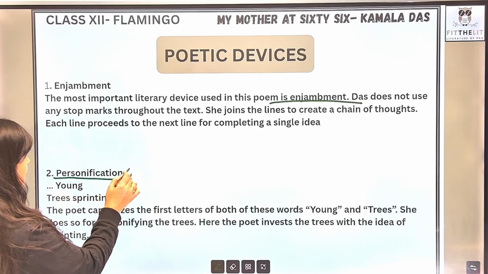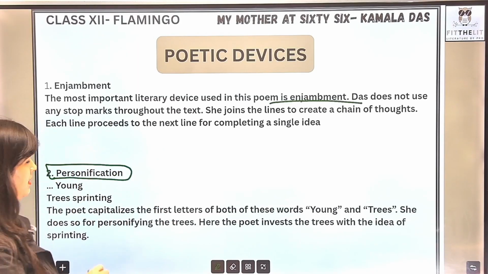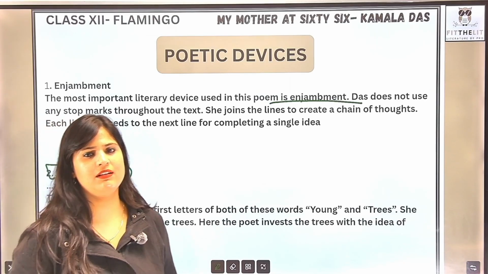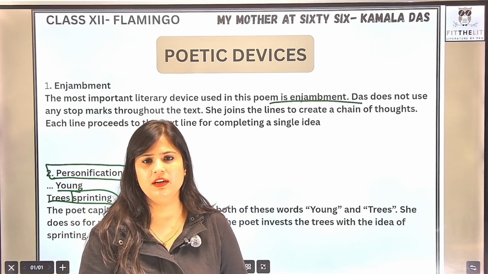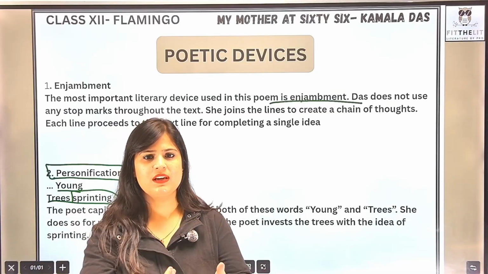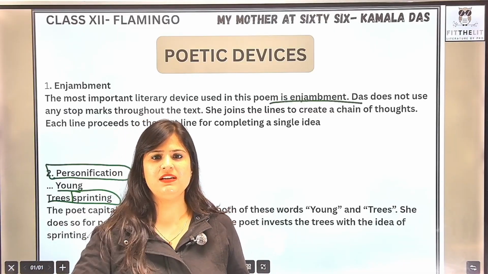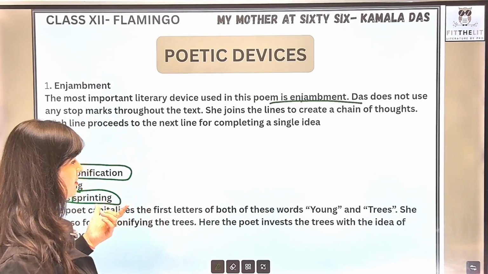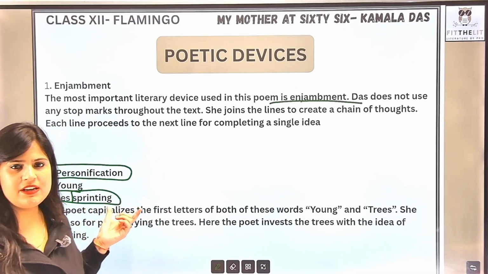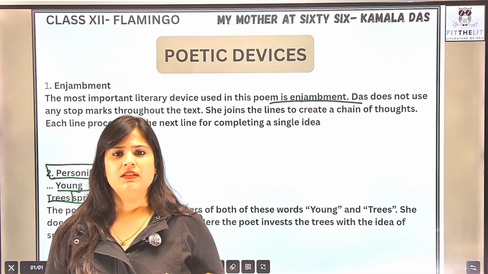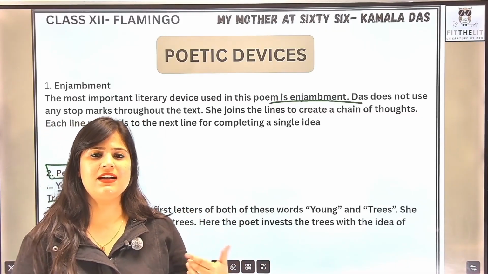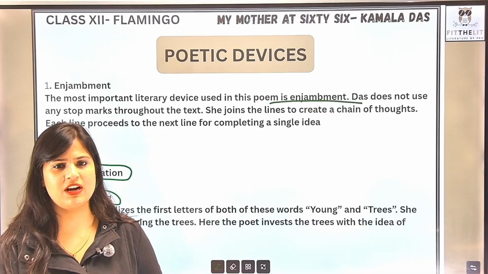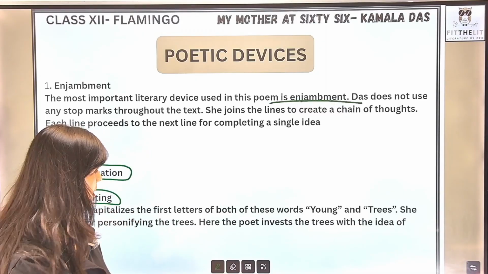Then you have personification in the line, the young trees sprinting. As I said, the young trees appear to be moving backwards, to be running backwards. So ये जो sprinting है, ये actually term किसके लिए use होता है? For human beings. But here the young trees are portrayed to be sprinting. So again, she has attributed the human quality of running to trees.